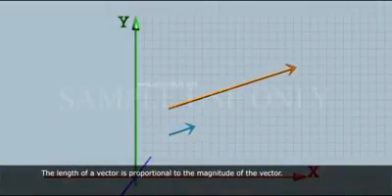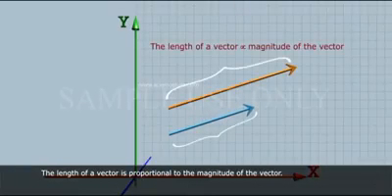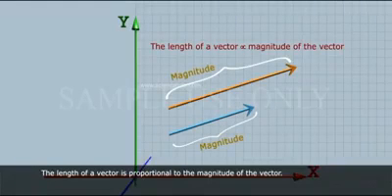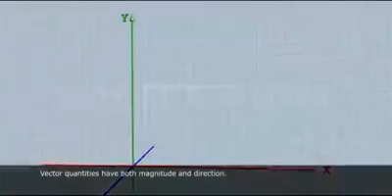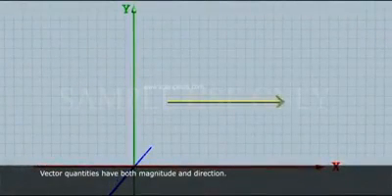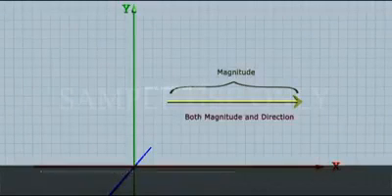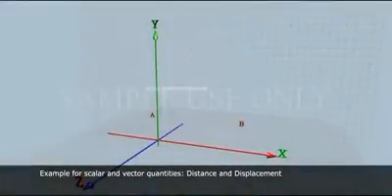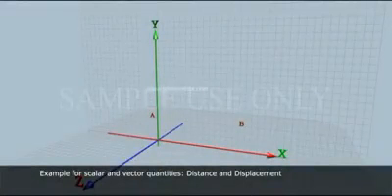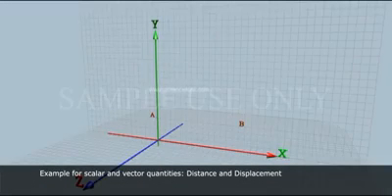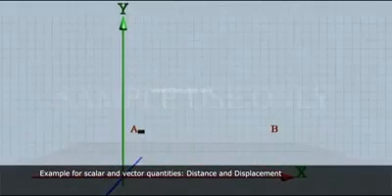The length of a vector is proportional to the magnitude of the vector. Vector quantities have both magnitude and direction. Example for scalar and vector quantities: distance and displacement.